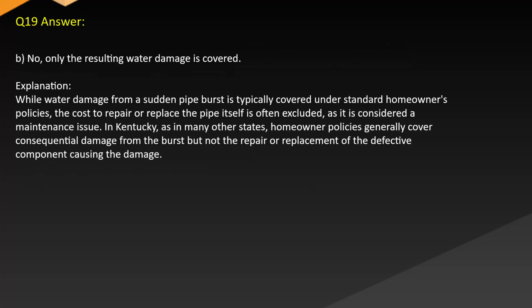Answer B. No, only the resulting water damage is covered. Explanation. While water damage from a sudden pipe burst is typically covered under standard homeowners policies, the cost to repair or replace the pipe itself is often excluded, as it is considered a maintenance issue. In Kentucky, as in many other states, homeowner policies generally cover consequential damage from the burst, but not the repair or replacement of the defective component causing the damage.